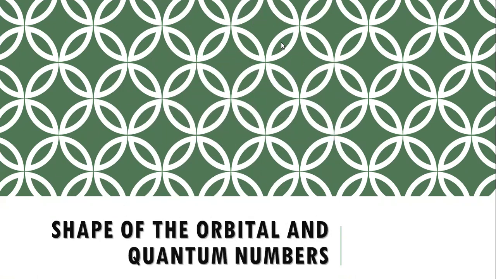Today I came to explain the new chapter, the shape of the orbital and quantum numbers, under Unit 1, atomic structure. Let's move on and continue.